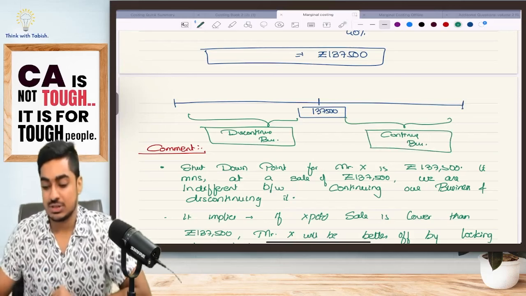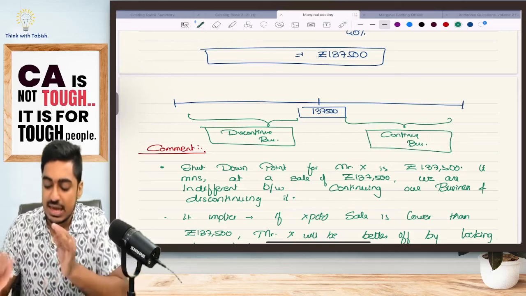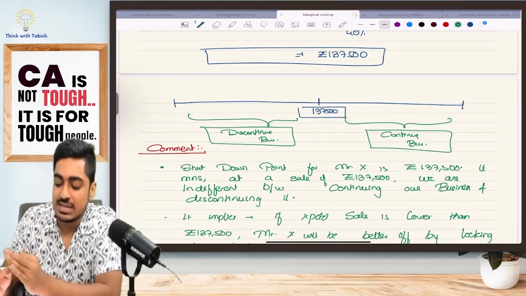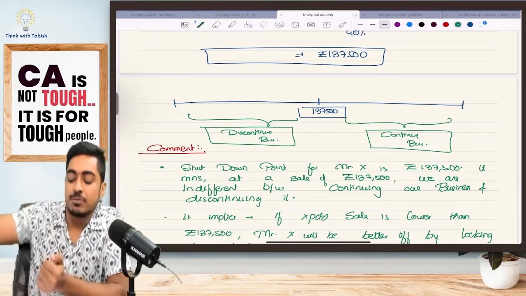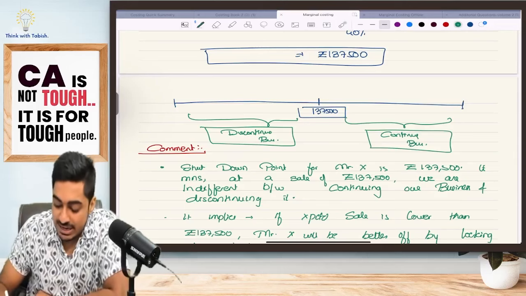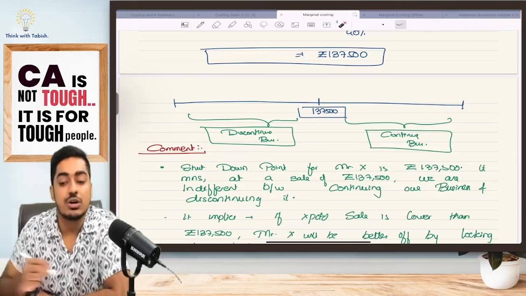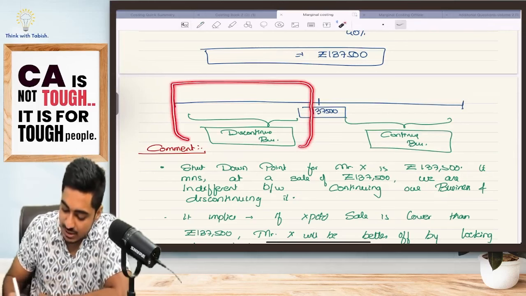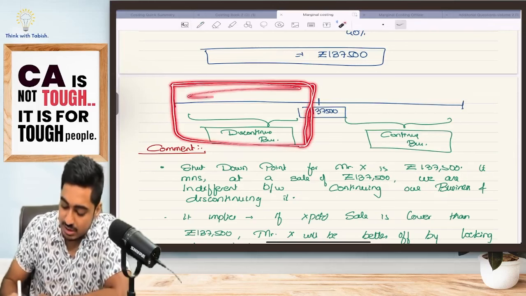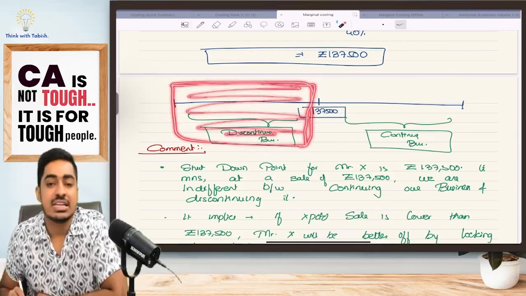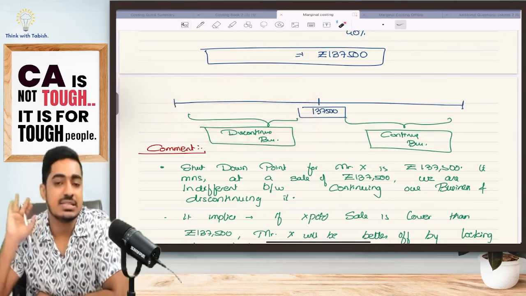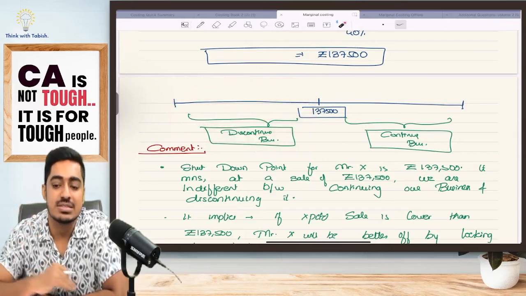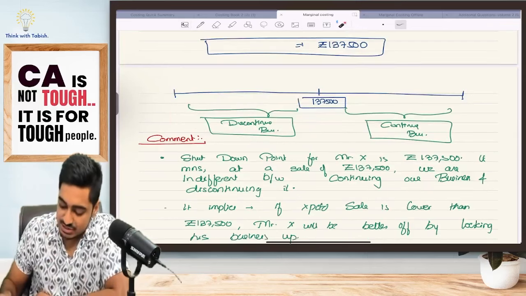Now, what is my question asking? The question is asking at what level of sales he would be better off by locking his business up. When is it better to shut down my business? When is it better, students? If my sale is less than 137,500. What is better? Shut down your business. Go home. Sleep nicely. That is better. Don't come and run your business. Yes or no, everyone? That is going to be my comment.